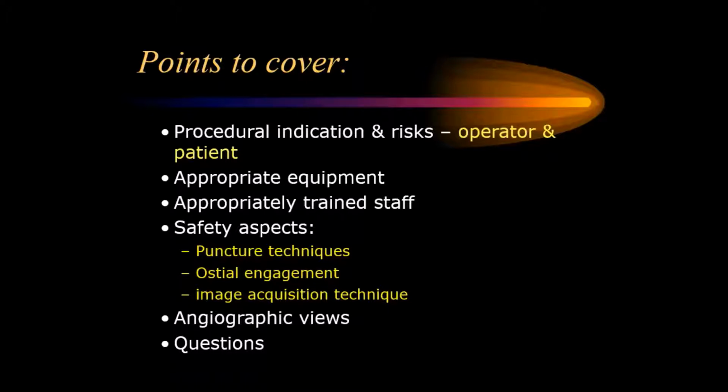Now, what I will cover in this talk is, very quickly again, procedural indications and risks. So why we would need to do angiography, operator and patients, appropriate equipment in the Cath Lab, appropriately trained staff, and of course safety aspects, and focusing on puncture techniques, osteal engagement, why it's important, and of course image acquisition techniques, and finally angiographic views, how to recognize each view, what to look for, how to recognize the different vessels, and then we'll get into questions. As I say, this doesn't cover everything about Cath Lab. There's a lot more that needs to be covered, but one talk can't cover everything in Cath Lab.